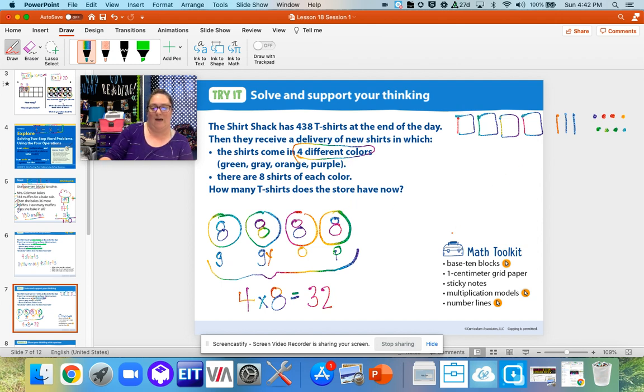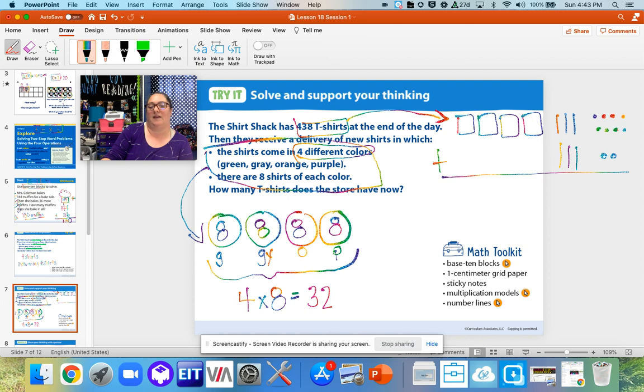So now I can't just say I have 32, because the 32 only tells me about this part of the problem, right? And I've also got this part of the problem right here. So what can I do to find out what this plus this is? Oh, that's right. I could just add. So 32. 1, 2, 3. So 30. And 1, 2. And now I could add them up.